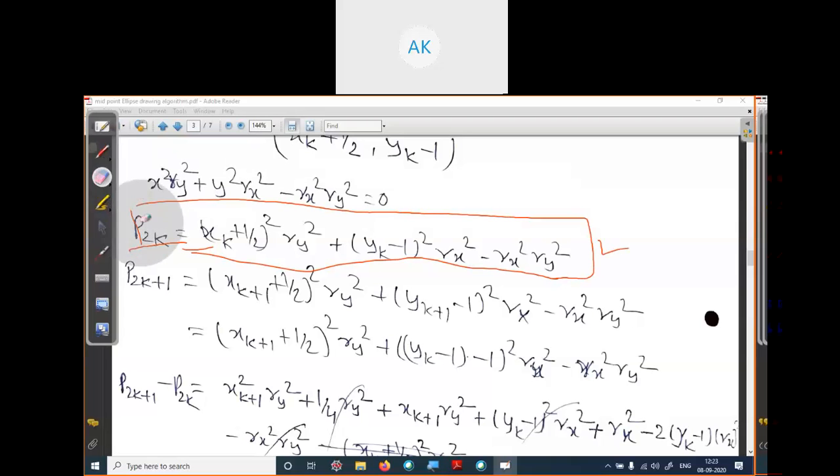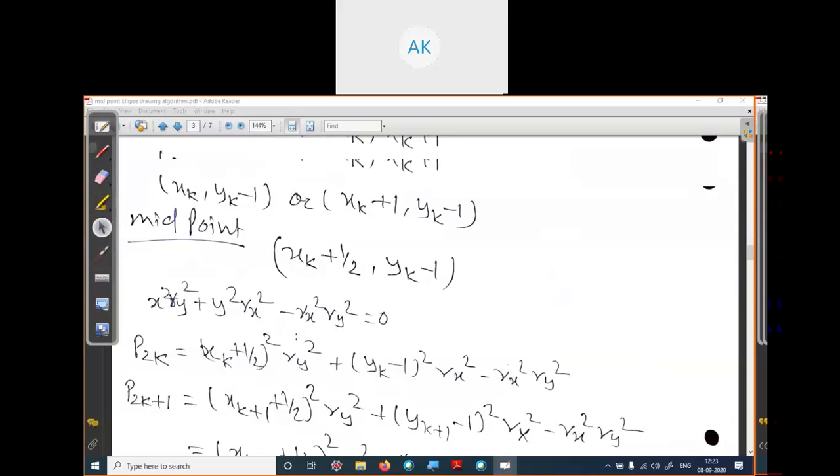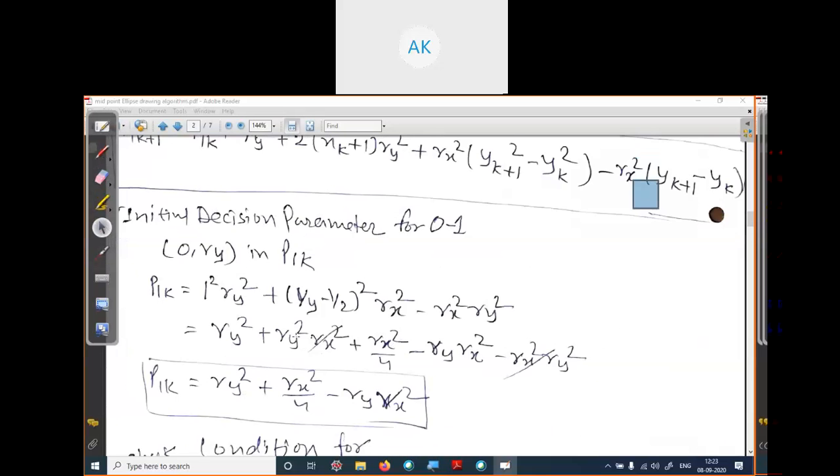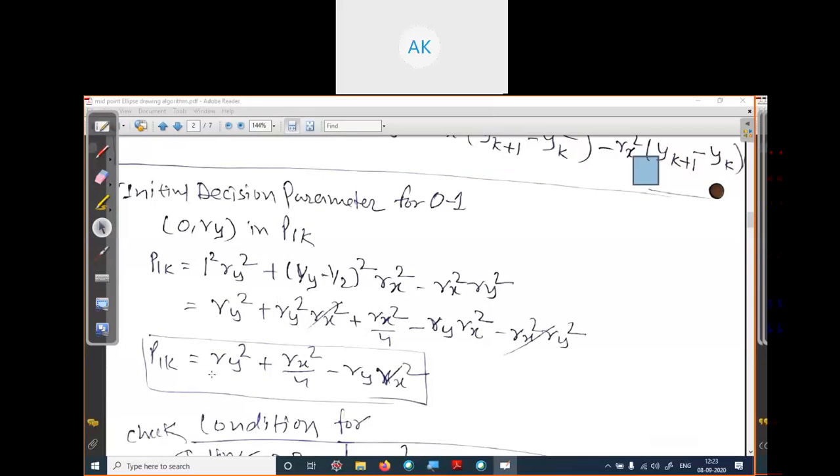One minute, I think the question is not clear. Here in region 1, we calculate the initial decision parameter based on this coordinate value. We are given our initial point (0, ry). But in region 2 we do not have any initial point where we start region 2. So how can we calculate our initial decision parameter in region 2?